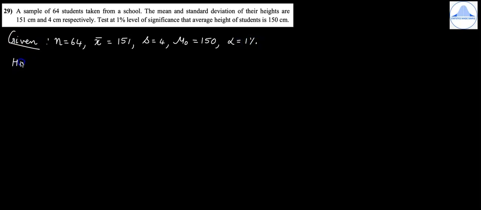Next you write H naught. So you can write the population mean is 150, that is mu is equal to 150, or we can just write in terms of notation mu is equal to 150. And because words like more, less, above, below, increase, decrease are not there, it will be a two-tailed alternative, that is mu is not equal to 150. Next, write the formula under H naught.